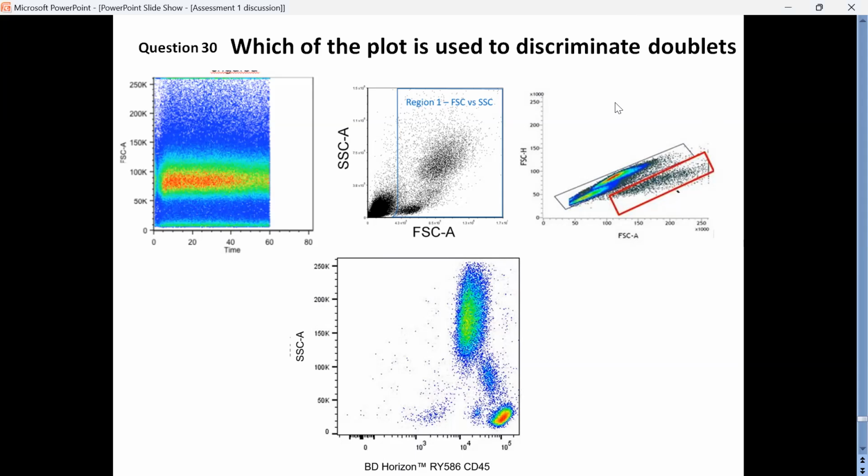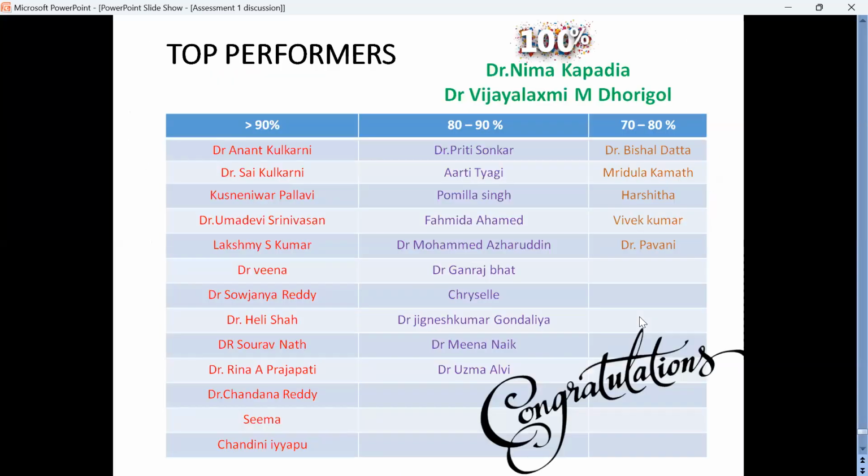Okay, so that comes to the completion of this particular assessment. As I said, everyone has done well. So this is the answer. I just had a look at around 35 people's assessments. Some people have got 100%. Congratulations, Dr. Nima and Vijay Lakshmi, you have done very well. And most of you have done very well. I'm very happy about the progress. If you have any doubts, we can go ahead and clear your doubts.